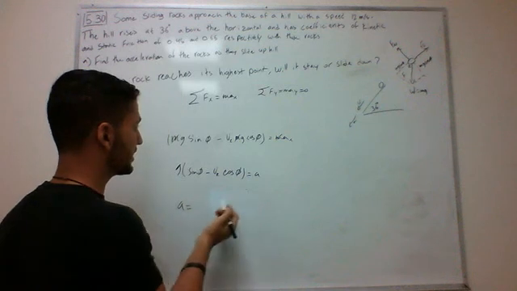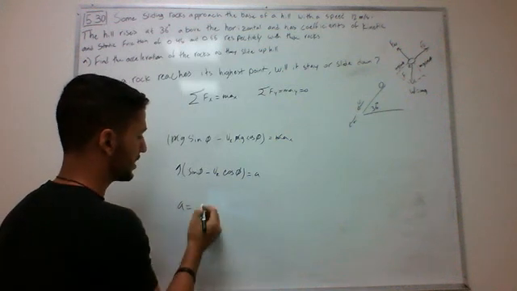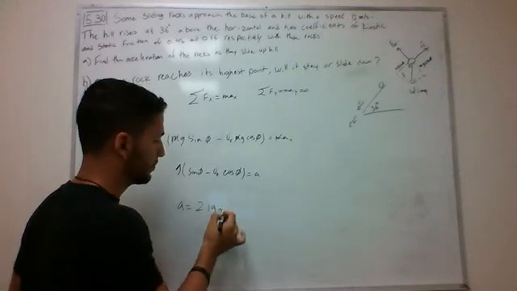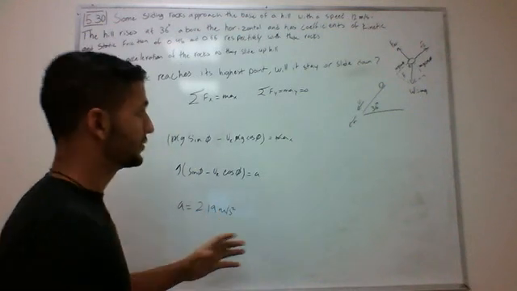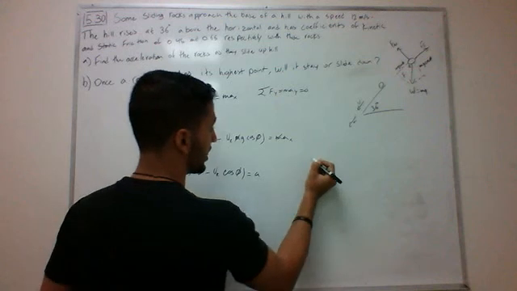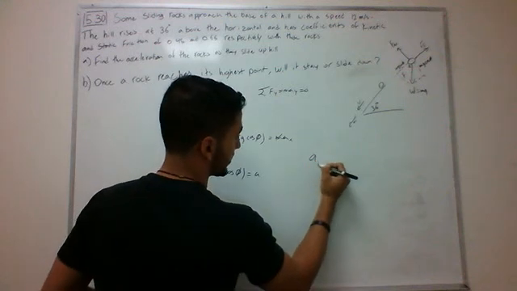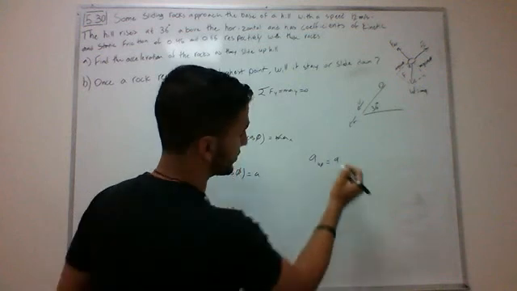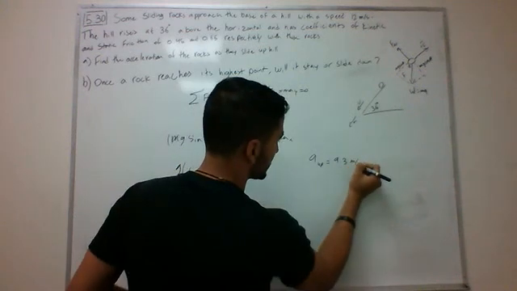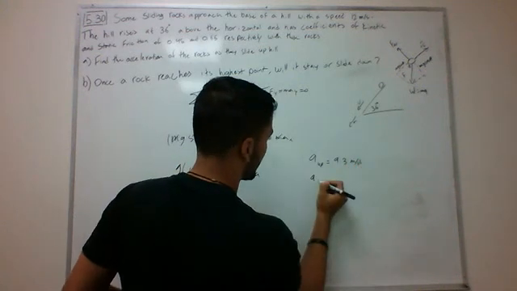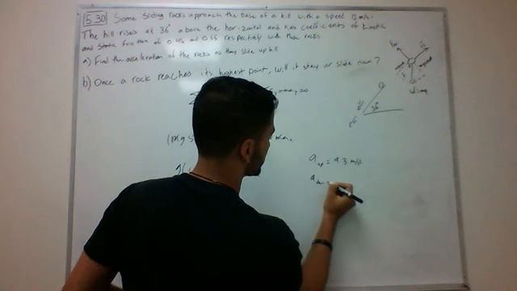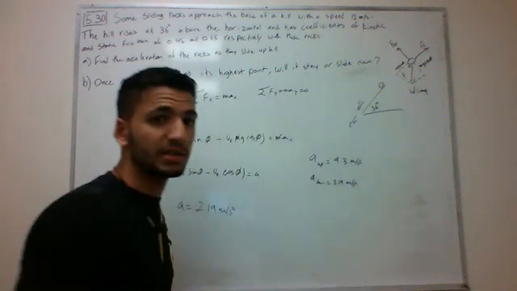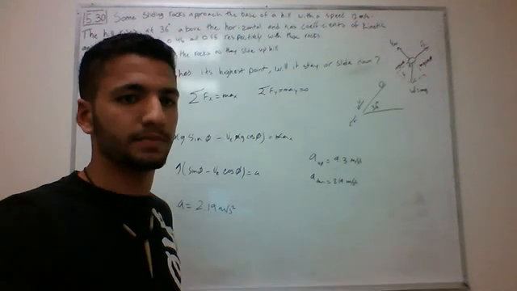So we get that this is going to be 2.19 meters per second squared. So now the first acceleration going up, a up, is going to be equal to 9.3 meters per second squared, and a down is going to be equal to 2.19 meters per second squared. So that's how you solve the problem. Thank you.